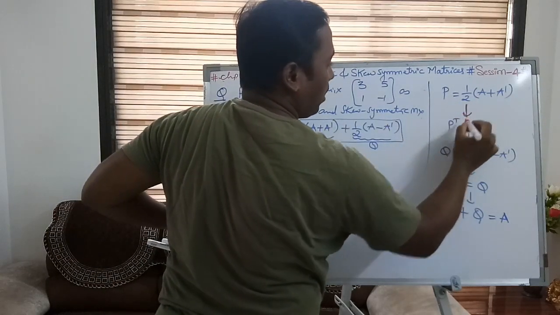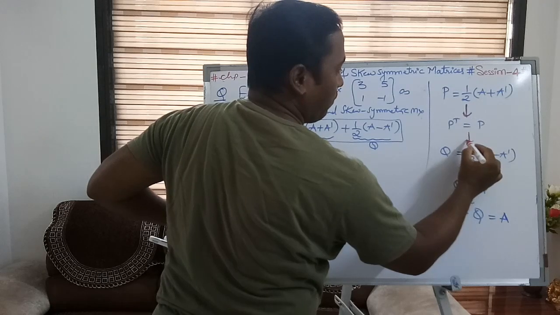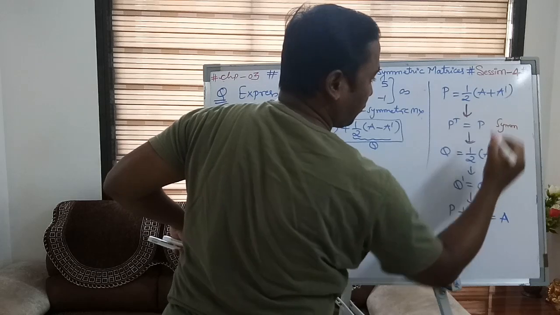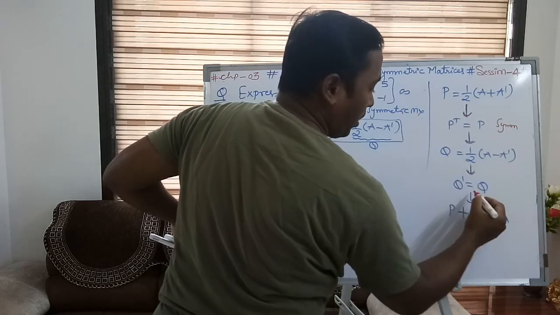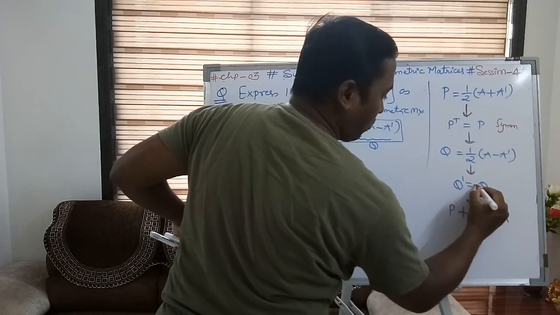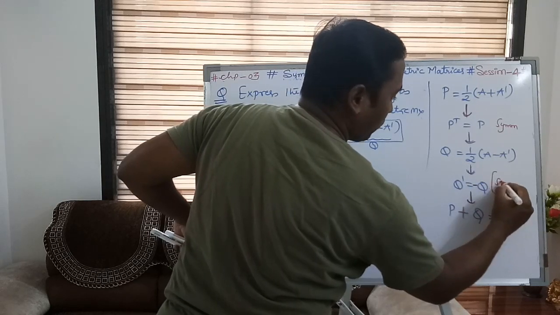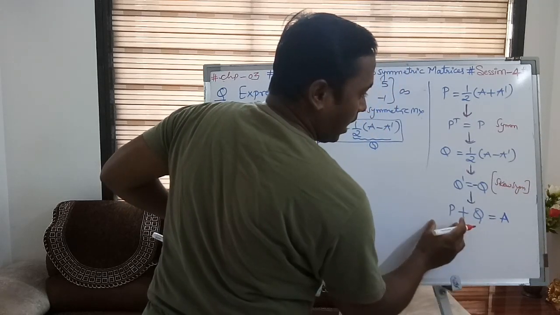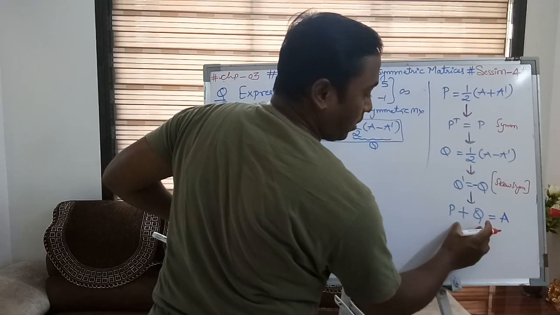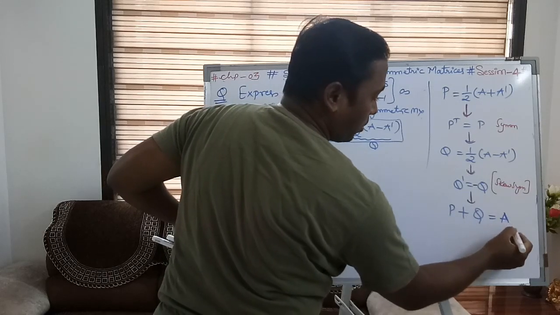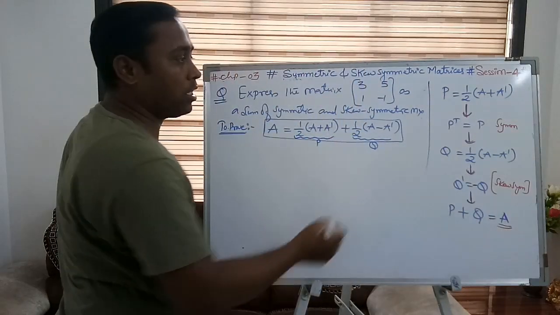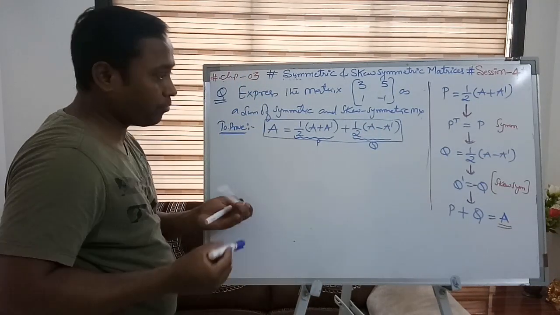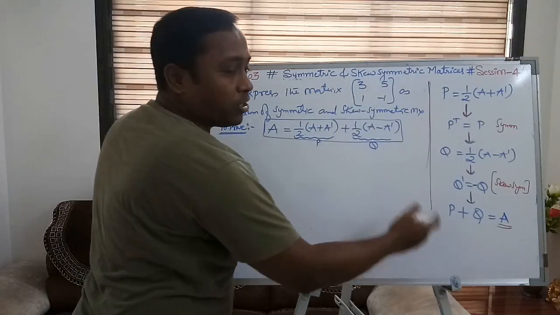First we'll take the operation P, which is equal to this. Then we'll prove this is symmetric. Then I will take Q, where I will prove Q dash is equal to minus Q, so we can say it is skew symmetric. Then I will add the symmetric and skew symmetric parts, that is P plus Q. If I am able to get A, it means the question is derived. So remember this. Now we'll take the question. This is the algorithm we need to follow.